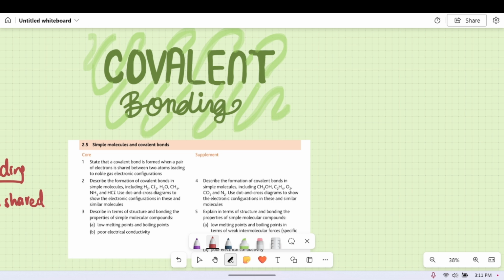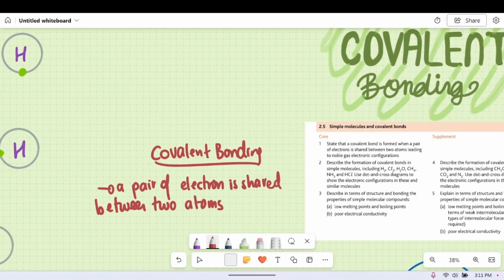Today we're looking at covalent bonding. Alright, so let's get into it. So 2.5 covalent bonding. What is covalent bonding? Alright, let's look at that real quick. Covalent bonding is when a pair of electrons is shared between two atoms.